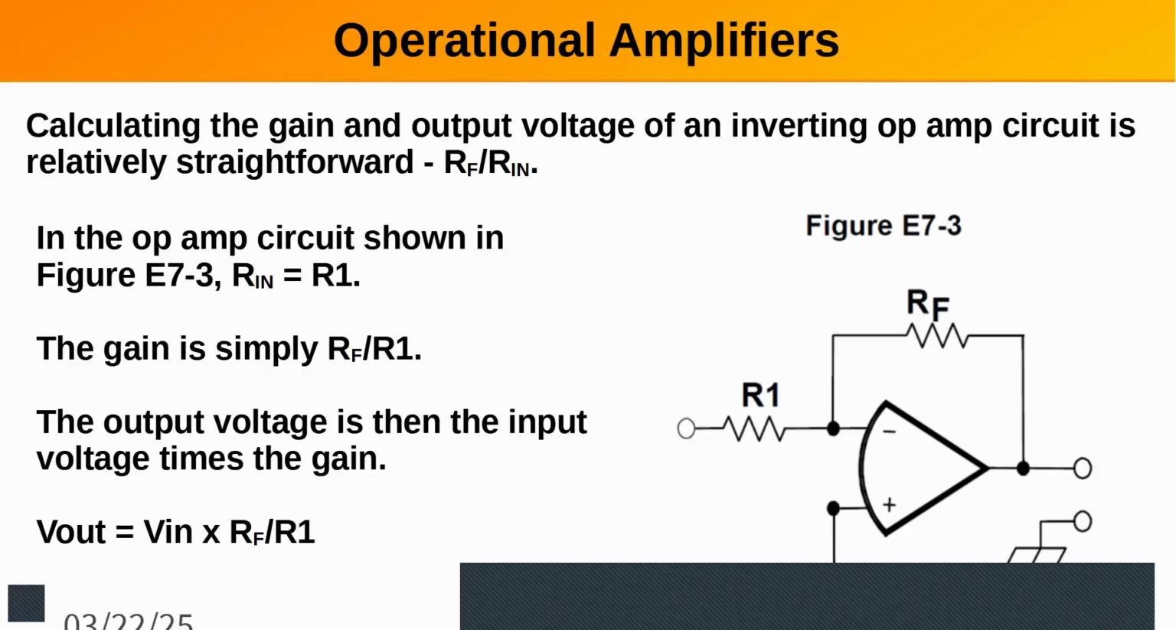Okay, so to calculate the gain of an inverting op amp, it's fairly simple: you take the feedback resistor and divide it by the input resistance. That ratio gives you the gain of that amplifier. Well, that's for voltage out. The gain is just the ratio of those two resistors.